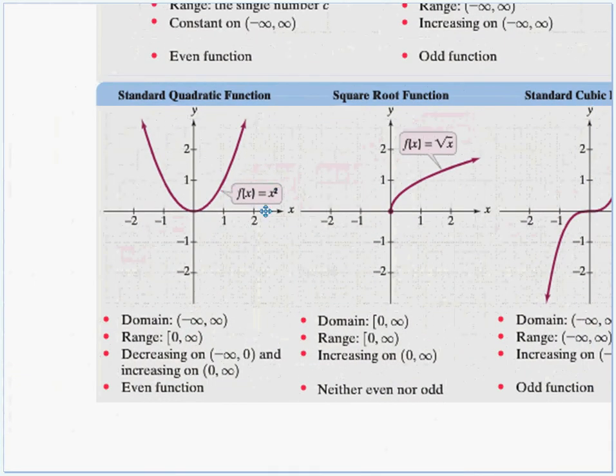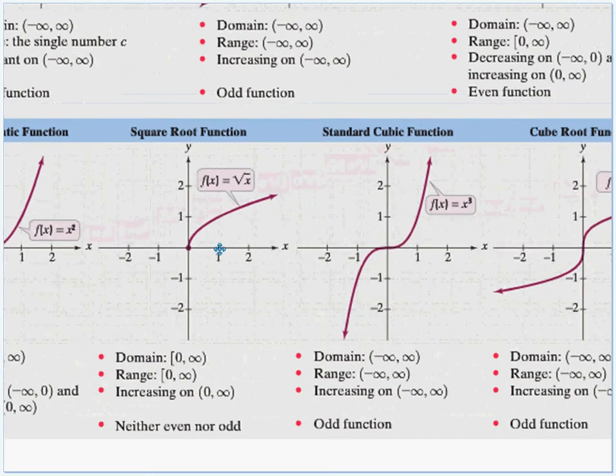Good old x squared, our parabola opening up. Domain is all reals, range is 0 to positive infinity. It's decreasing at first, and then it gets an interval from 0 to infinity where it increases, and it's the most basic of the even functions.